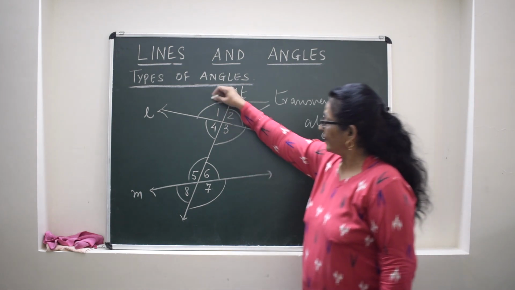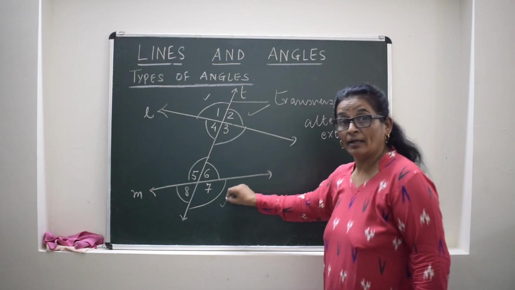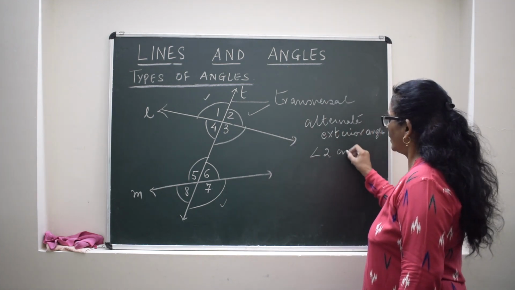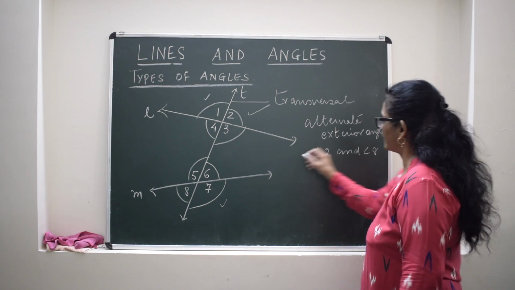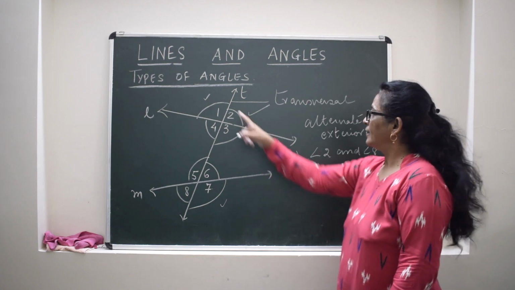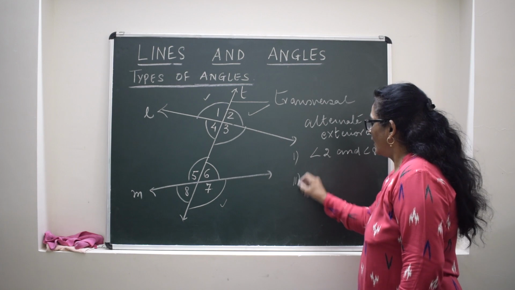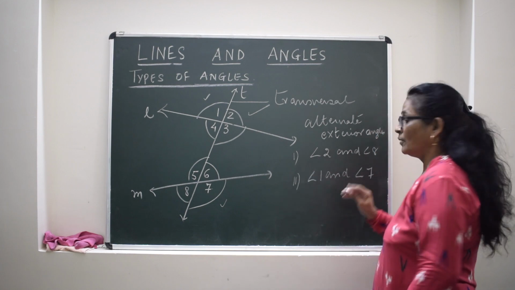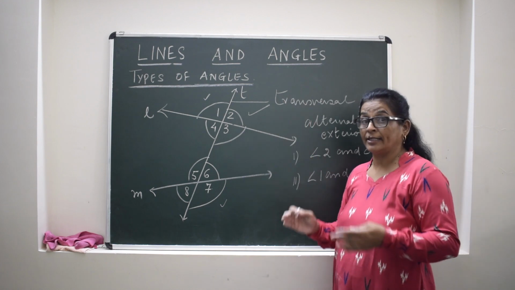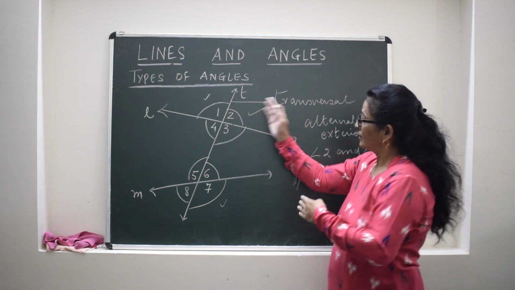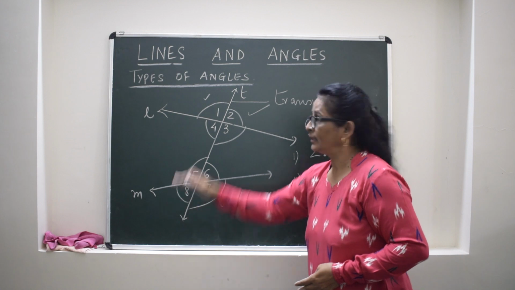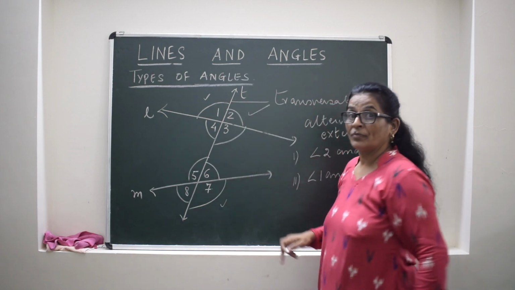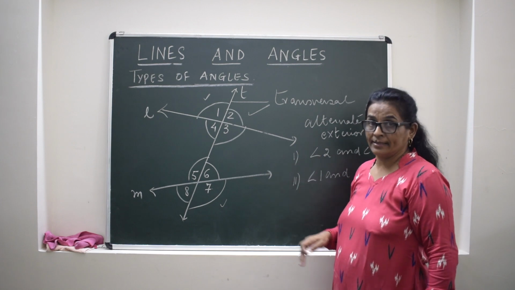Similarly, the next pair will be angle 1 and angle 7. So the first pair is angle 2 and angle 8 in these alternate exterior angles, and the second one is angle 1 and angle 7. Both are on the exterior side but in the crossway. This is outside and this is also outside. These are exterior, but if we see crosswise, they are alternate exterior angles.